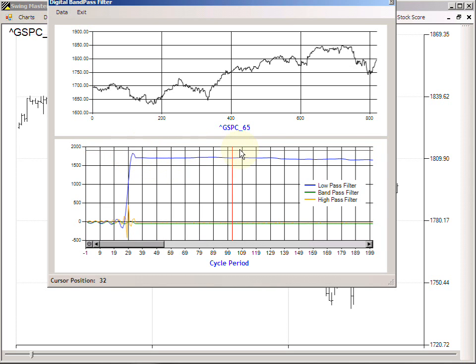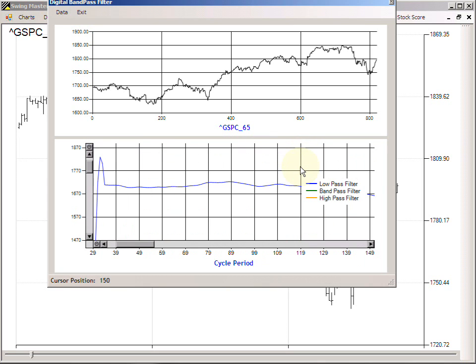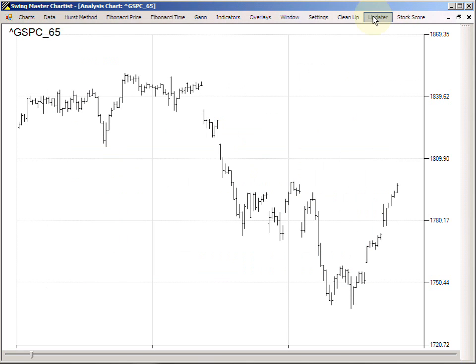So what we want to do is use the cursor to highlight the area of the line, and pick a bump in here, because it's the bumps that give us the cycles. We'll put the cursor on this little bump right here, and you can see at the bottom, cursor position 88, that there's an 88 period cycle in the S&P 500 65-minute bars. So that's what we'll use.